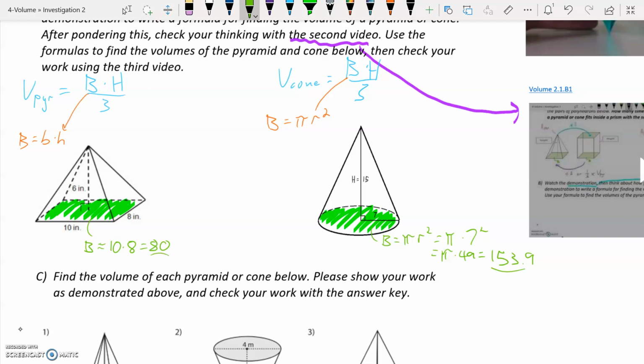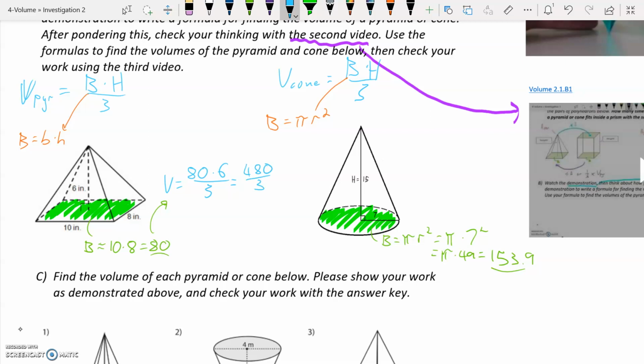Then we're going to multiply that by the height. So the next step is using that piece, the next part of our calculation. So I'm going to do volume is base times height divided by 3. So we're going to do 80 times 6 divided by 3. So on this one, 80 times 6 would be 480.